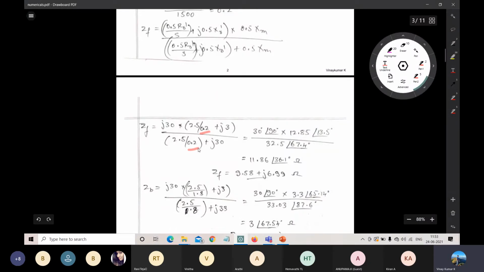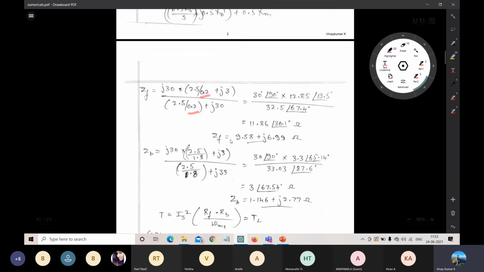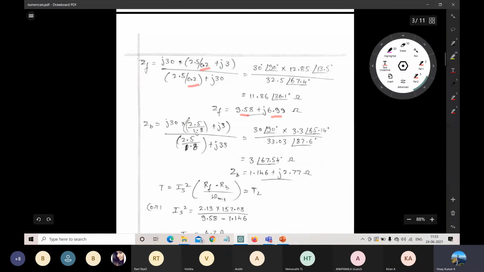So you will get ZF, RF, XF. Similarly here 2 minus S. So ZB is equals to 0.5 XR dash into RR dash by 2 minus S plus XR dash, 0.5 XR dash. Okay, 2 minus S. S is 0.2. So 2 minus 0.2 is 1.8.